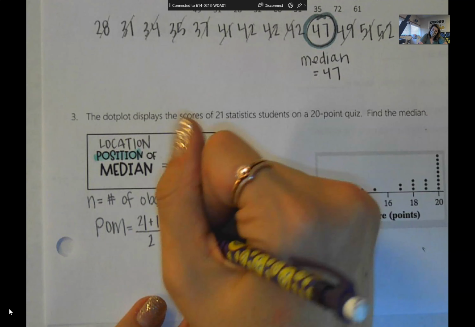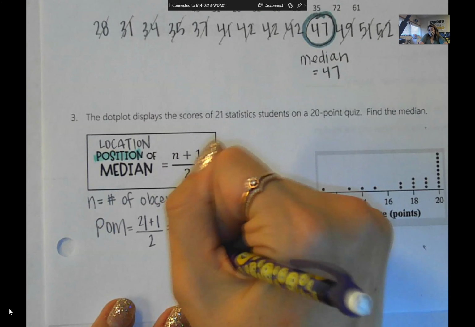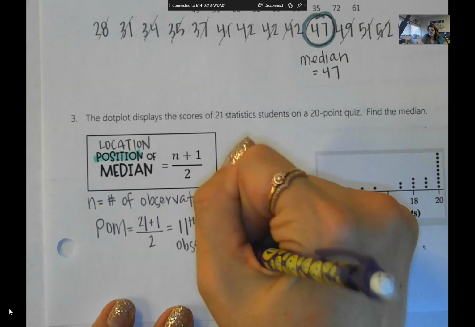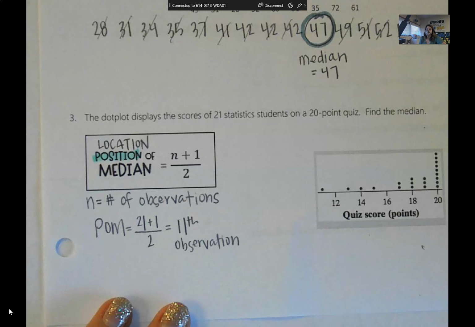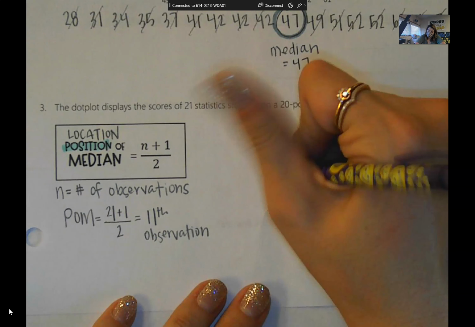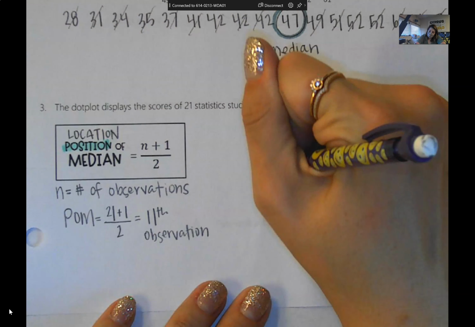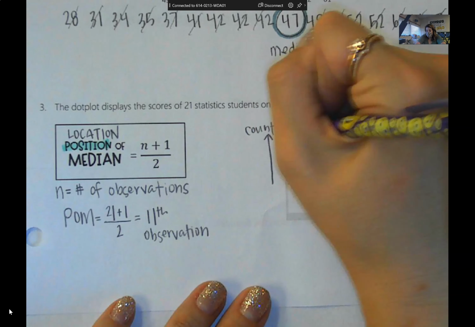What do we get? 11. So that means our median is the 11th observation. Our median is the 11th observation. So we're going to go to our dot plot and we are going to count up.